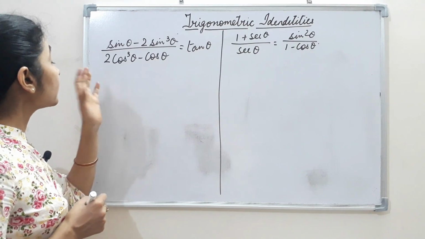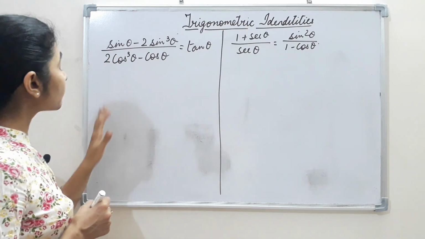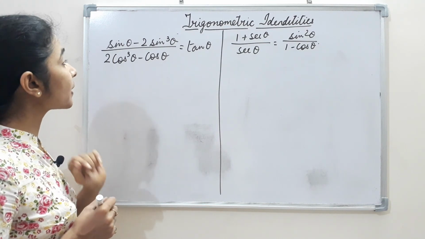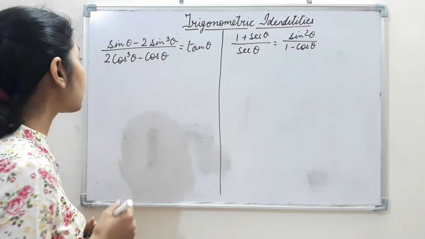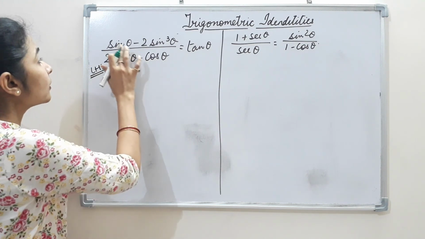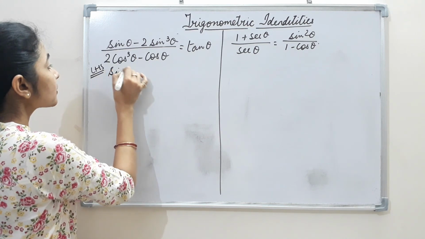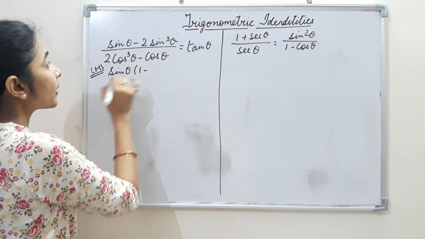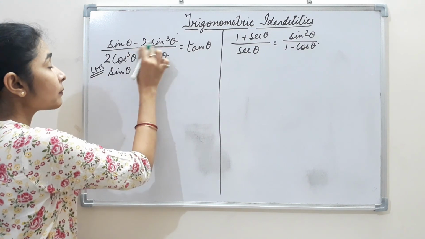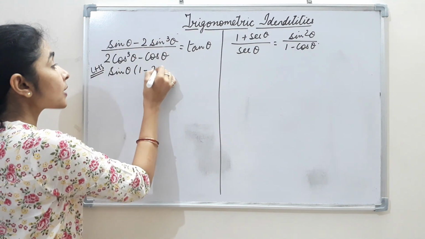Taking the next example, and that is sin theta minus 2 sin cube theta upon 2 cos cube theta minus cos theta, and we are supposed to prove it as equal to tan theta. Starting with LHS. Now here we can say that sin is common, so we'll start with that. We'll take sin common. Sin theta bracket 1 minus 2 will remain as it is. 1 sin has gone, so here we are having 2 sin square theta.